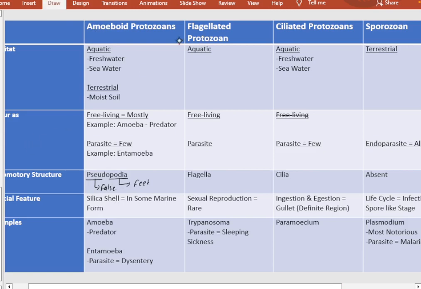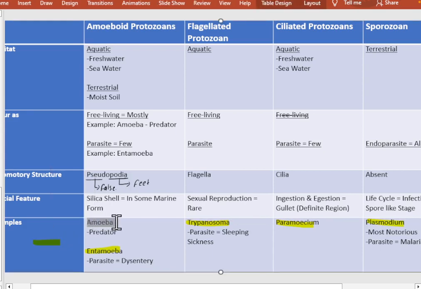Examples: amoeba and Entamoeba are examples of amoeboid. Then Trypanosoma, Paramecium, Plasmodium. You should know the difference between Plasmodium of this group and Plasmodium of the other concept.